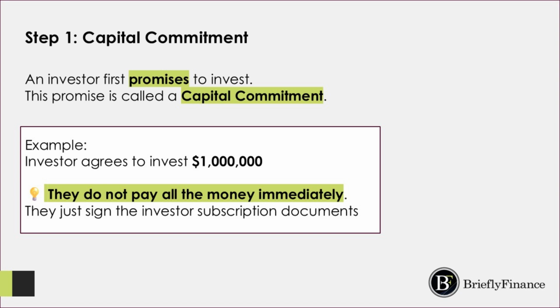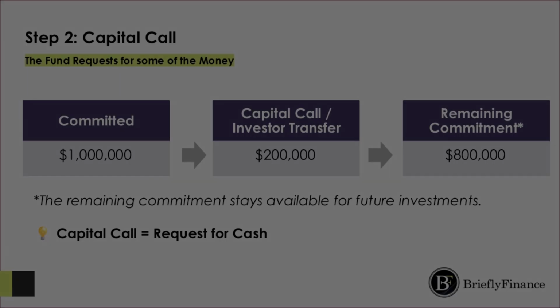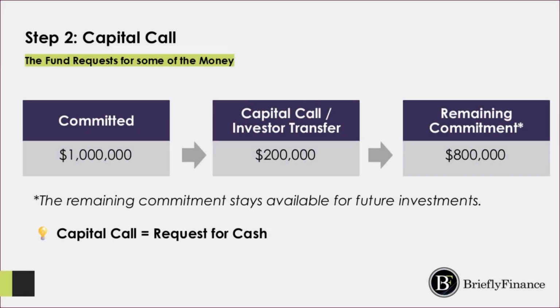So remember this simple idea. A capital commitment is a promise. It is not cash. So when does the cash actually arrive? This is where the capital call comes in. Imagine our investor committed $1 million. The fund doesn't need all of that money immediately. Maybe the GP has found an investment opportunity that only requires $200,000. So the GP sends a capital call.